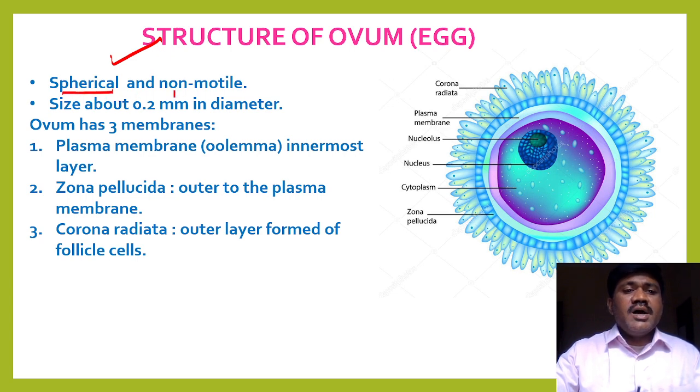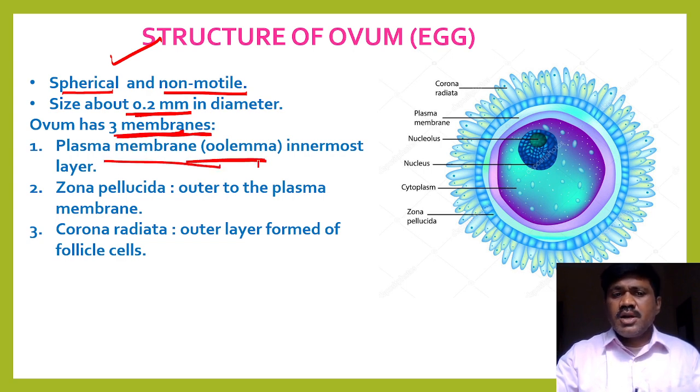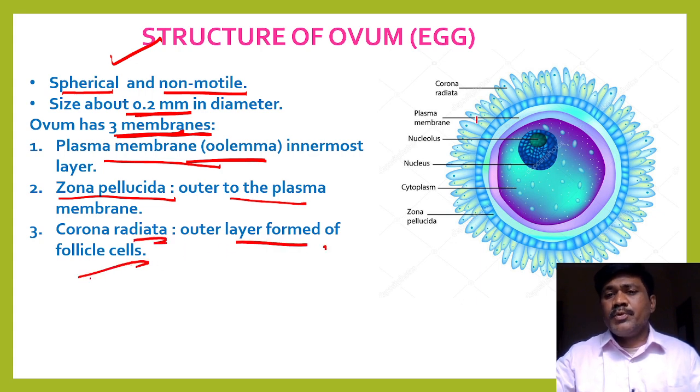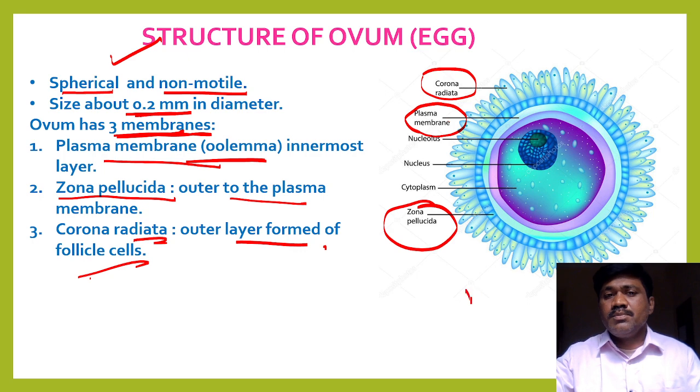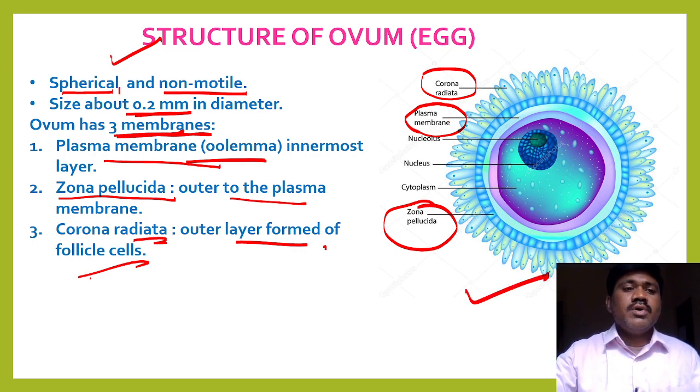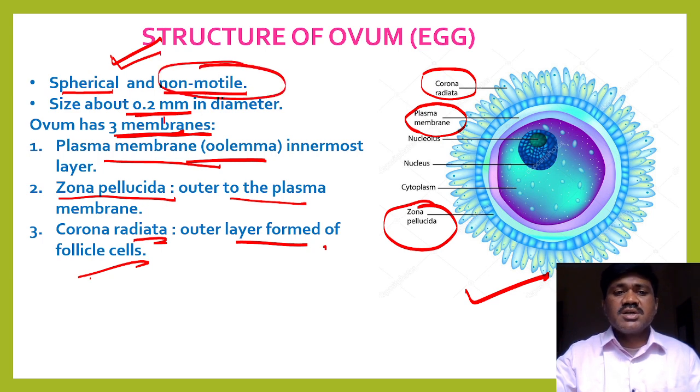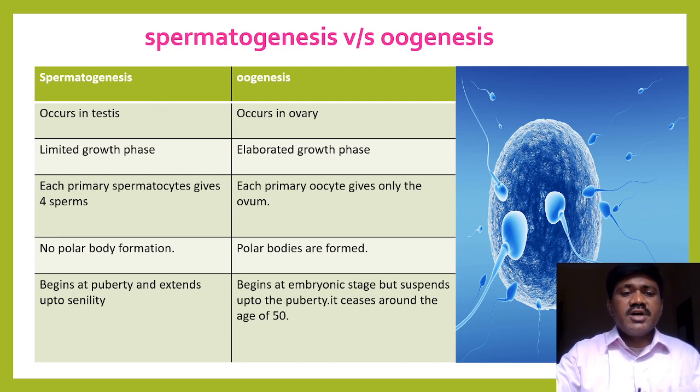Okay, right. Now let us try to understand the structure of the ovum. The ovum is a spherical and non-motile structure, 0.2 millimeters in diameter. The ovum has three membranes. One is the plasma membrane around it, which is called the oolemma, the innermost layer; then the zona pellucida; and outer to that, the corona radiata, the outer layer formed by the follicle cells. Look at this: this is the corona radiata, this is the zona pellucida, and in the innermost layer you can observe the plasma membrane in the structure of the ovum.